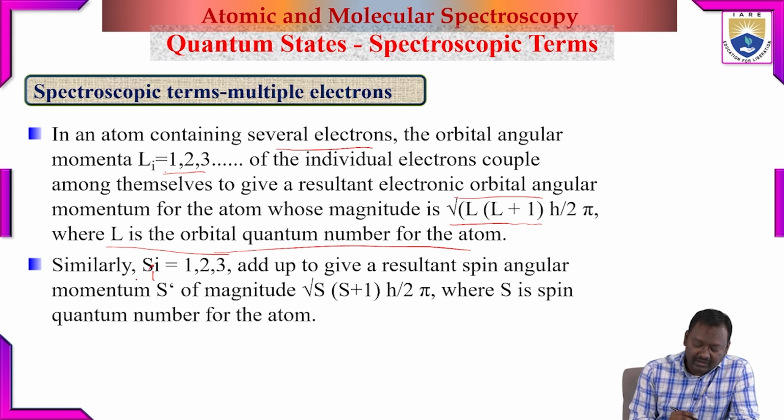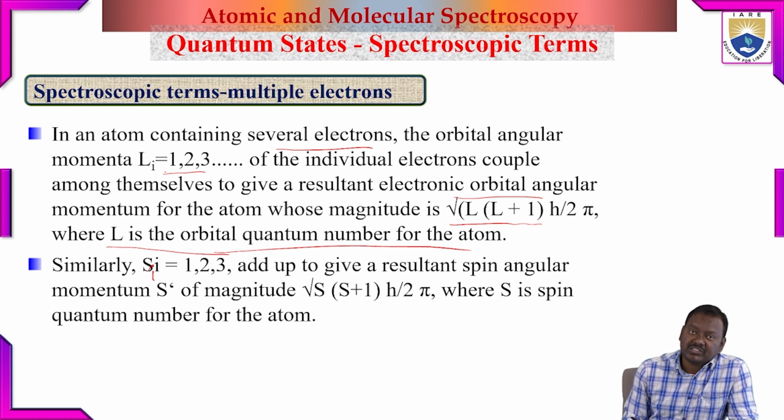Similarly, as the atom is having several electrons, the spin quantum number for all electrons may be indicated by s i, whereas i equal to 1 to 3, etc. Then to find out the total or effective or resultant spin angular momentum, we must add up to S, and then the magnitude of spin angular momentum can be calculated by square root of S into S plus 1, whereas S is the spin quantum number of the atom.